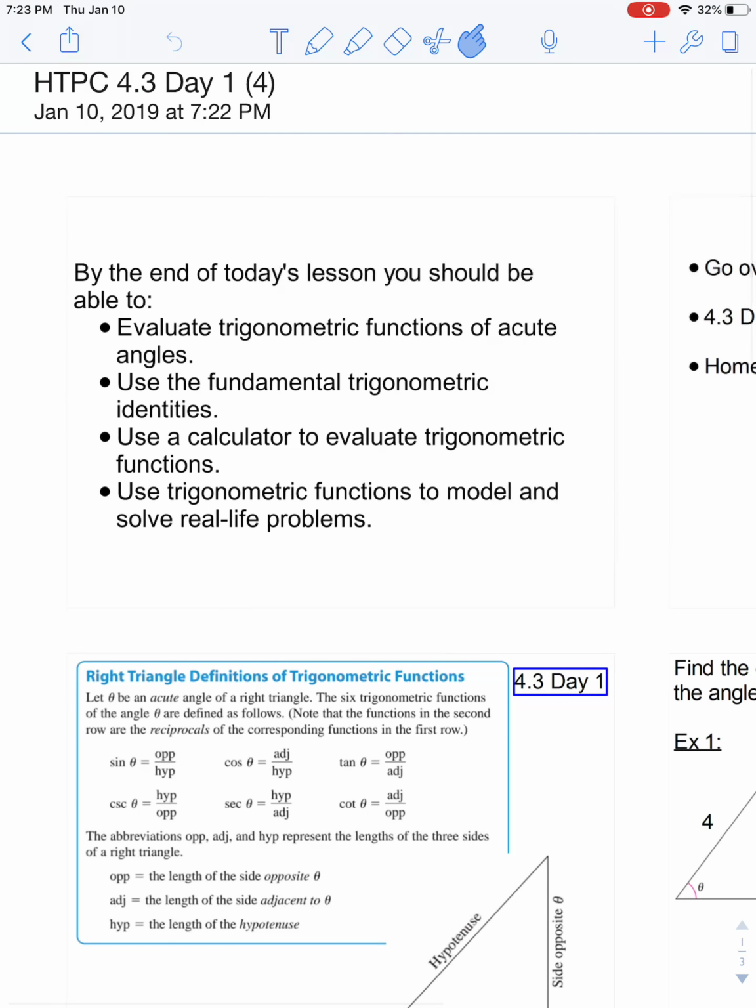All right, this is section 4.3. By the end of today's lesson, you should be able to evaluate trig functions of acute angles, use the fundamental trig identities, and use your calculator to evaluate trig functions.